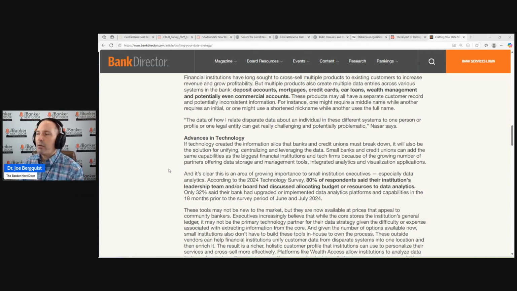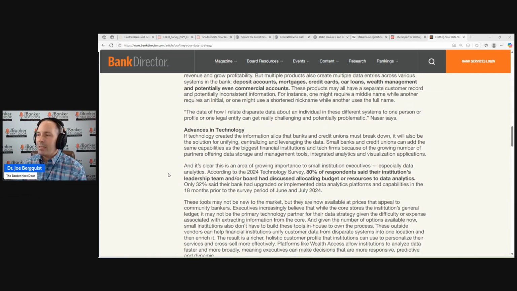The challenge of how I relate disparate data about an individual in these different systems to one person or profile or one legal entity can get really challenging and potentially problematic, Nasser says. So yeah, again, no arguments there. That is absolutely true. Okay, now the next section of the article here gets into advances in technology.